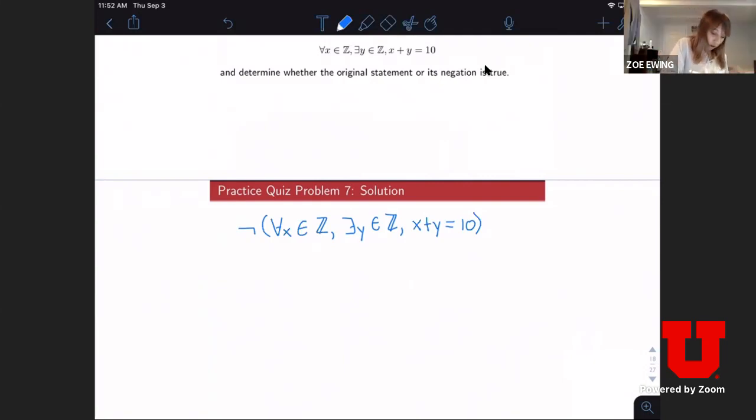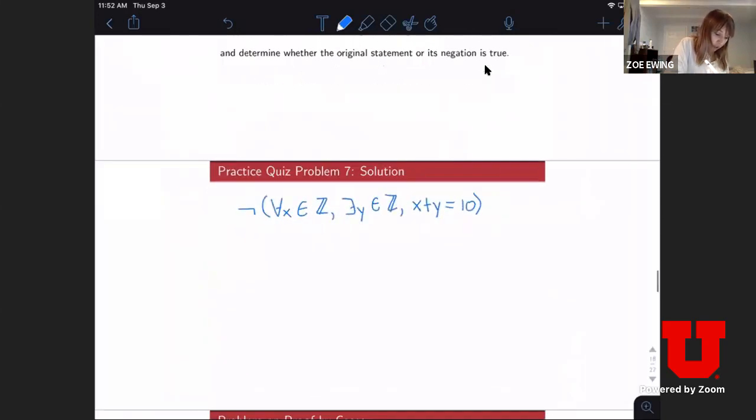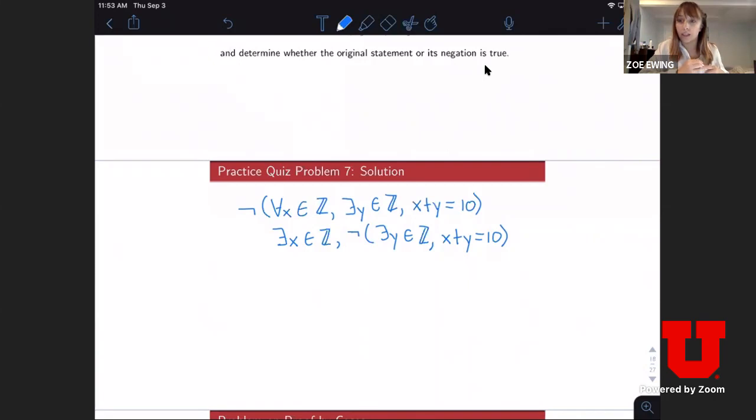For this first one, we're going to apply the negation to the very first term, which turns it into there exists an x in the set of integers instead of for all. And then we negate the rest of this: x plus y equals 10. Then you're going to follow that same step for the other two terms until there isn't a negation sign anywhere outside of parentheses. So go ahead and work on that for a minute.